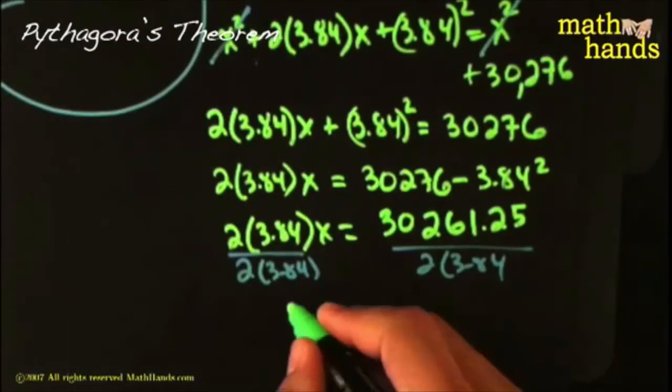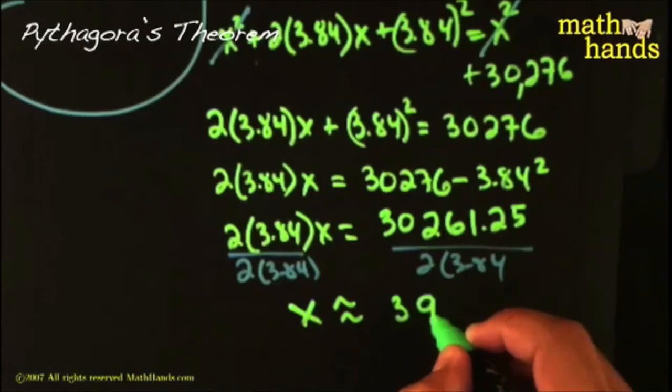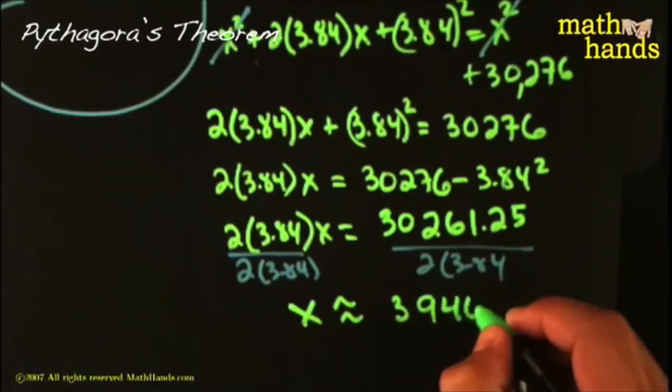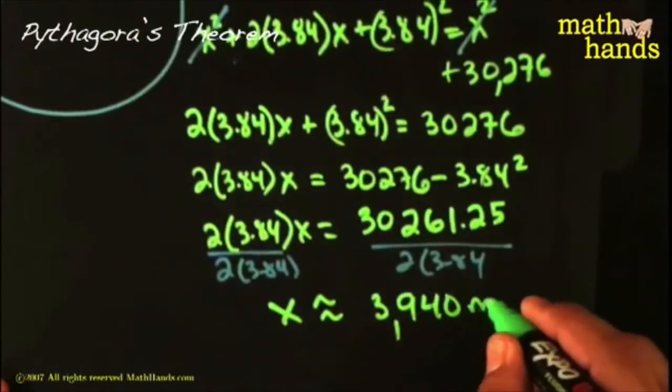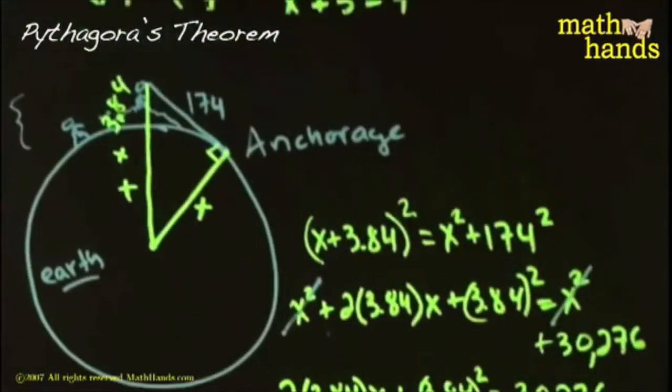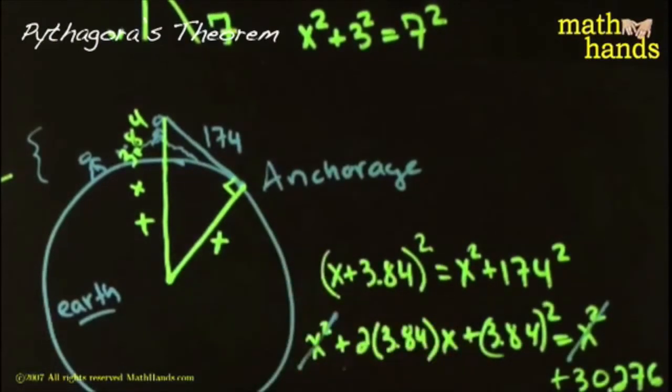X is equal to approximately 3,940. That, my friends, is just a rough estimate. Of course, the units were miles. For this x right here, how big the Earth is, or the radius of the Earth.